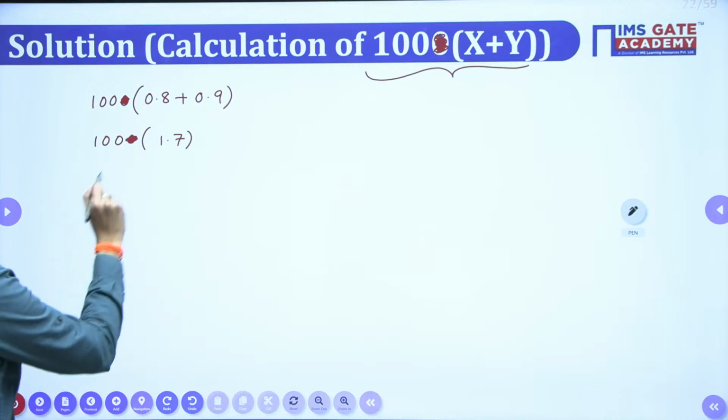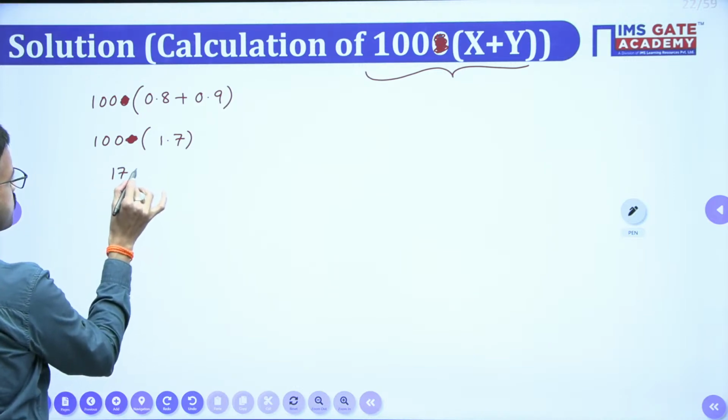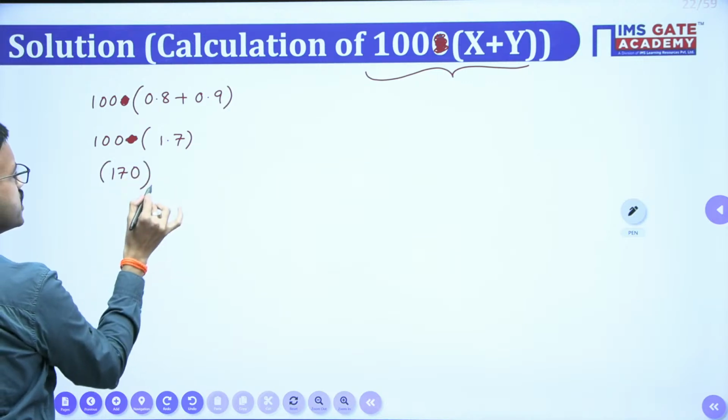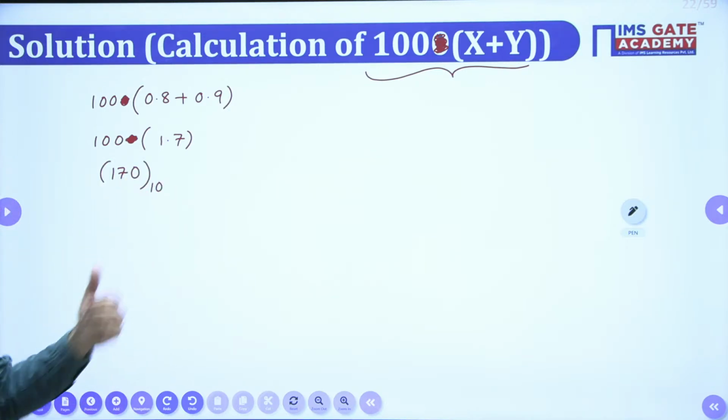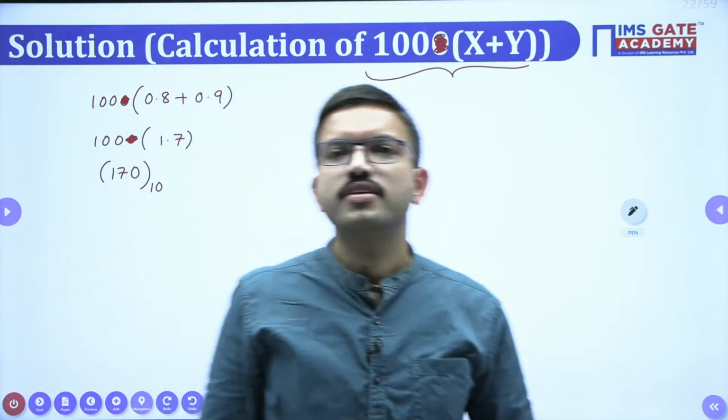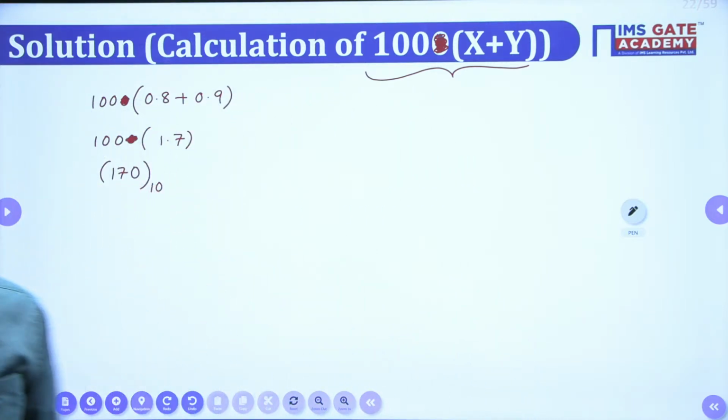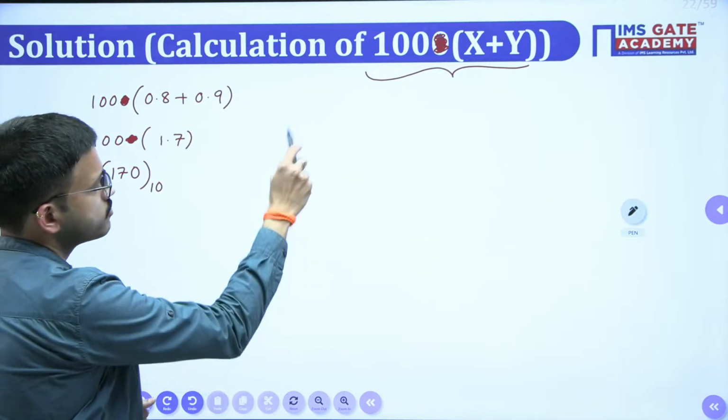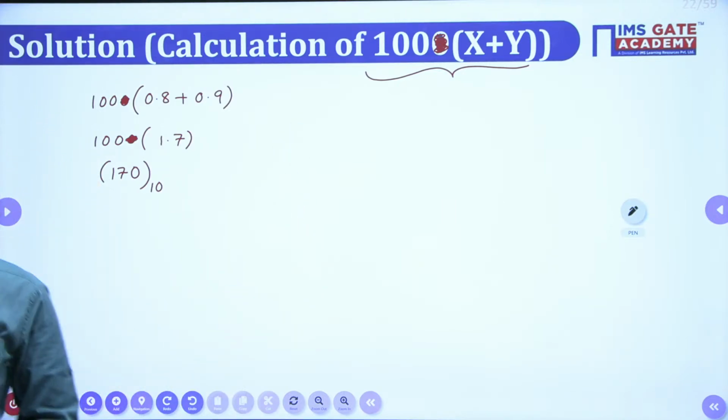100 into 1.7, that means you will get 170. 170 is the decimal number. Now all of you convert it. Yes, very good, Tushar. Yeah, that is a typo mistake, so please do the correction. Instead of 1000, you can consider it as 100. Now all of you just try to convert this number into hexadecimal.